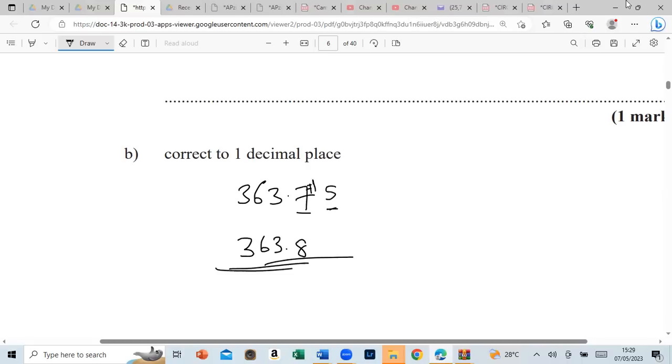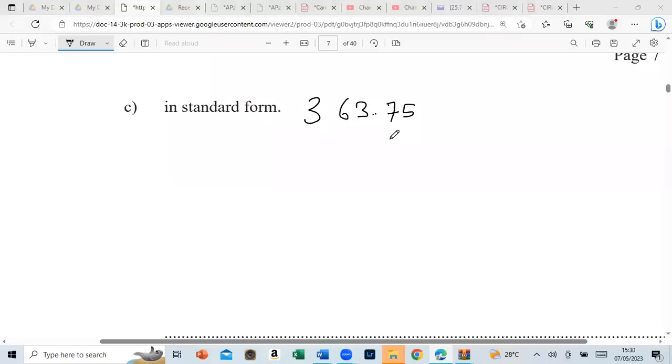Nice and easy, ain't it? Alright, so they asked us to do it in standard form now. So we have 363.75. Standard form means it should be between 1 and 10. So it will be 3.6375 times 10 to the number of places you move, which is 2, and it will be positive because when you multiply, we're supposed to get the original, which is 363. So we'll leave it as it is, and you would have gotten a further 1 mark for that.